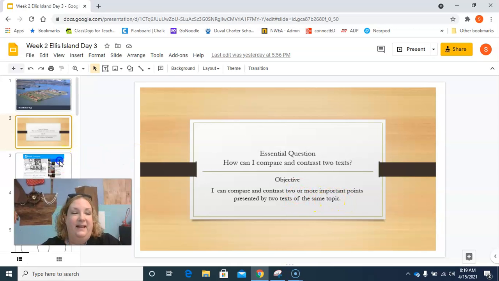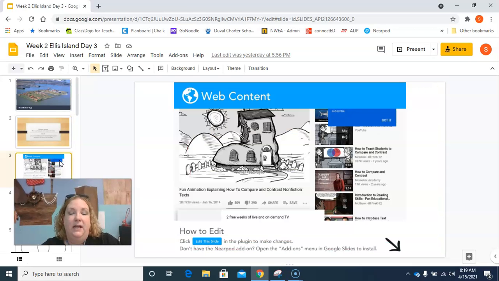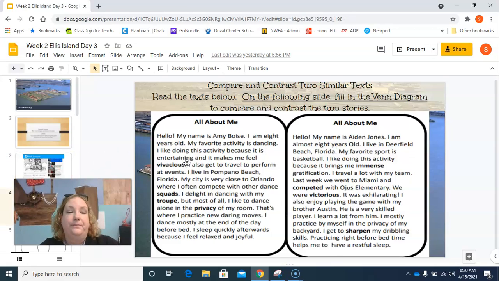All right, let's take a look at what we're learning today. So today you're going to be watching a video on how to compare and contrast nonfiction texts. We've looked a lot at fiction texts, but this week we're looking more at nonfiction texts and how to compare them. So what are the facts that they give that are the same? What are the facts that they give that are different?